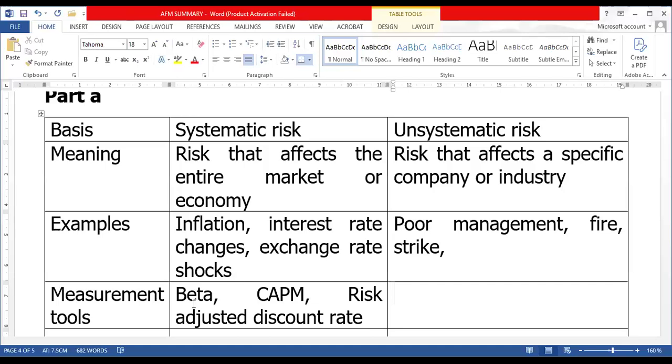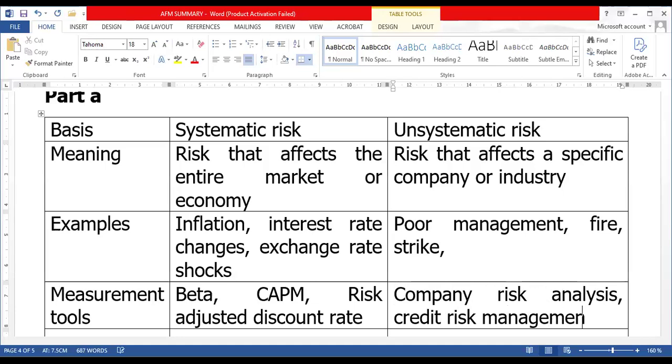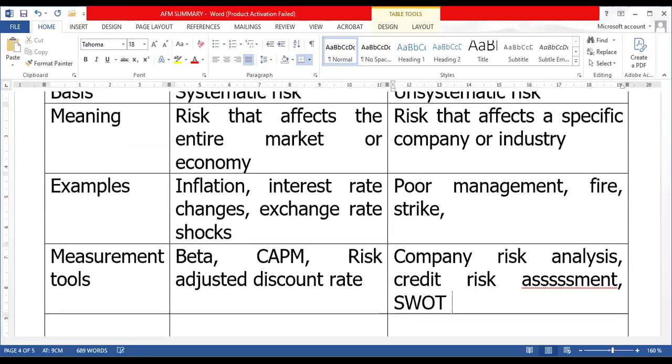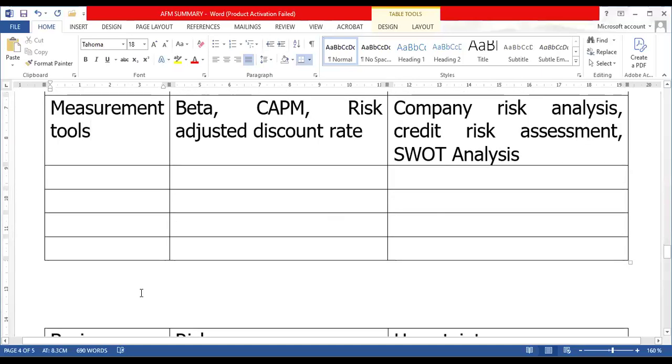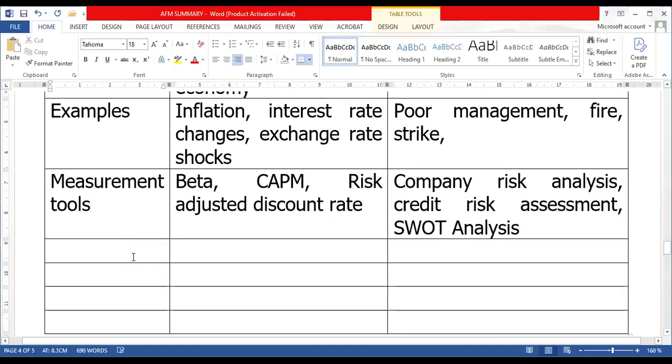But when you're talking about unsystematic risk, here you have to use company risk analysis. Specifically, how you analyze may depend on the model you use. It could be credit risk management, or risk assessment. You may analyze using the SWOT analysis. You look at the strengths, weaknesses, opportunities, and threats. That's how you can measure and come up with appropriate measures.